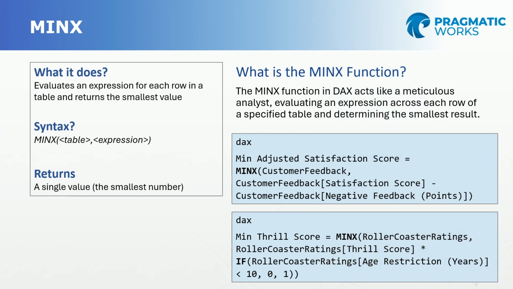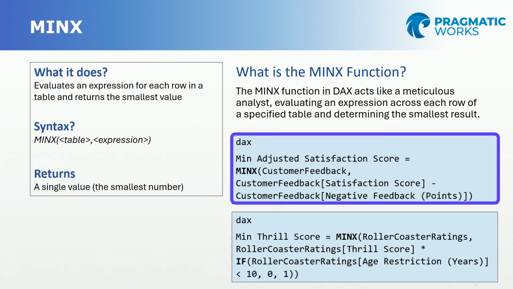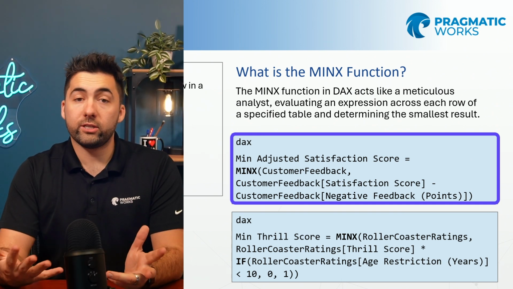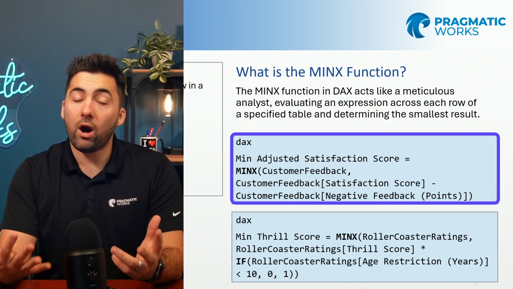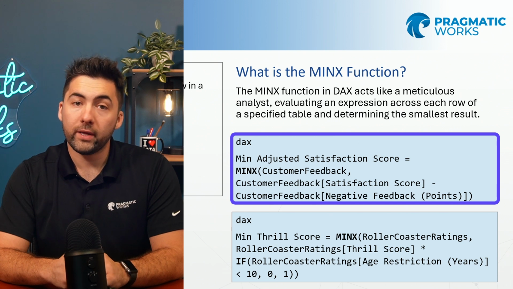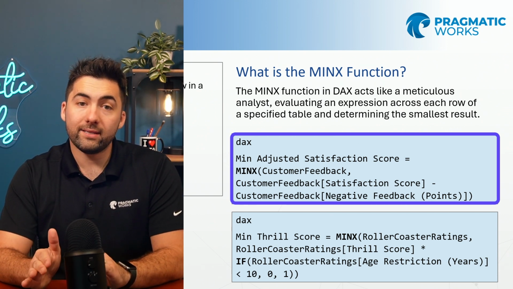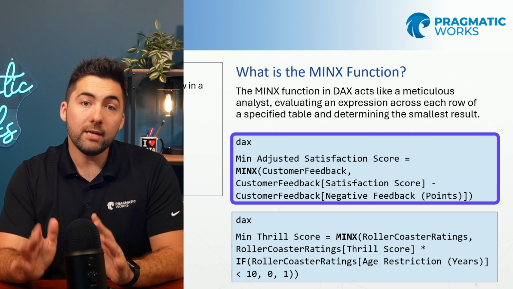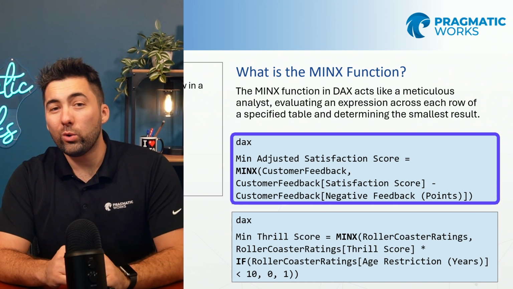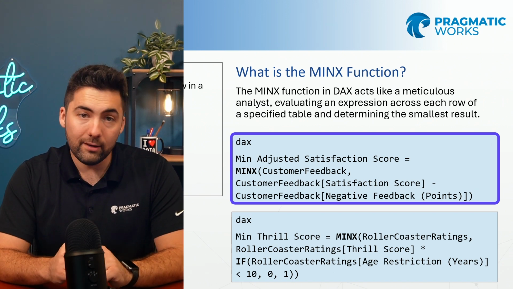An example that you can see is a minimum adjusted score. For this, we might look at customer feedback. I want to find, on the customer feedback table, what was their satisfaction minus any negative scores. And that minimum value would let me know who's not getting the best customer feedback.